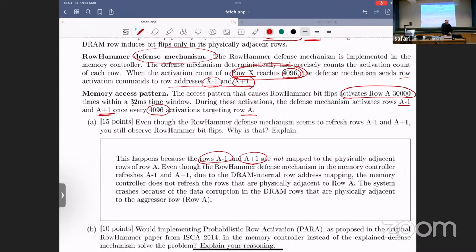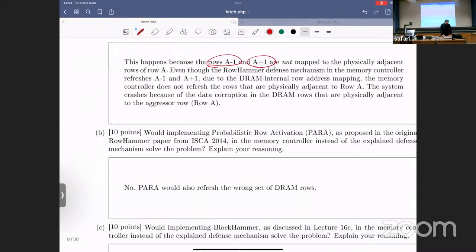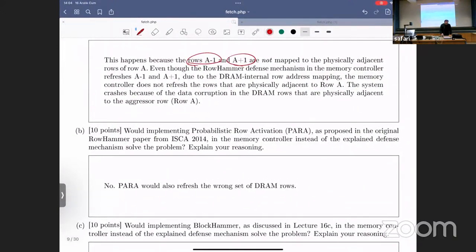The answer is no, because PARA would also activate these rows that can be physically mapped to some different rows. So it wouldn't solve our problem. And the last part of the question is, would implementing BlockHammer, so this is the lecture that it was discussed in last year. I think it is something different this year. In memory controllers, instead of this defined defense mechanism, would it solve the problem?